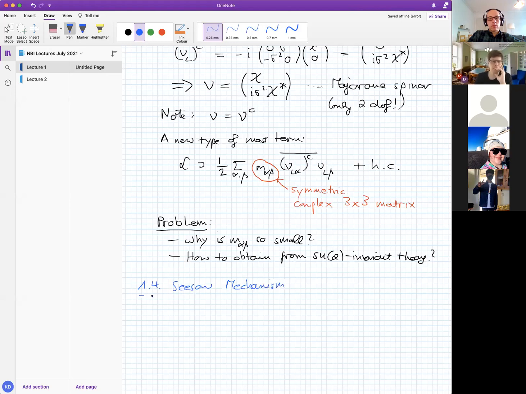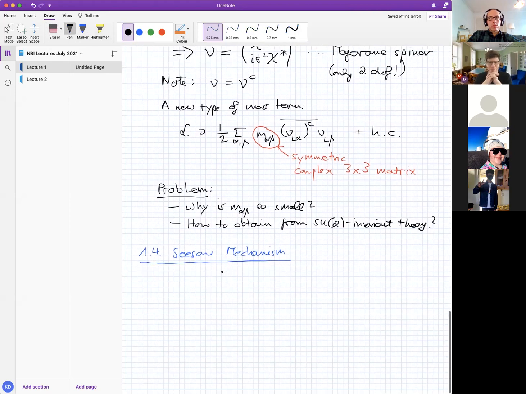I'll explain later why it's called the Seesaw Mechanism. So you know what a seesaw is. A seesaw is this toy which you have on children's playgrounds where while one end goes up, the other end goes down. And then you do like this. That's what a seesaw is. And the goal of the mechanism is, well, to answer those two questions. How can I understand that neutrino masses are so small, and how can I get a mass term from an SU2 invariant theory? So the idea is to augment the standard model with 3 right-handed neutrinos after all.